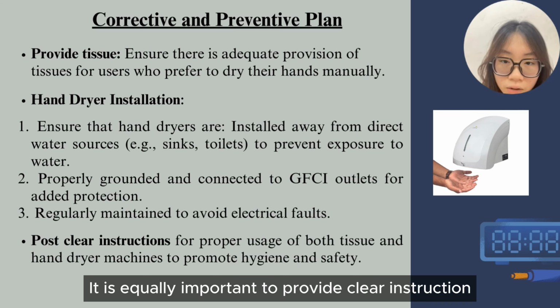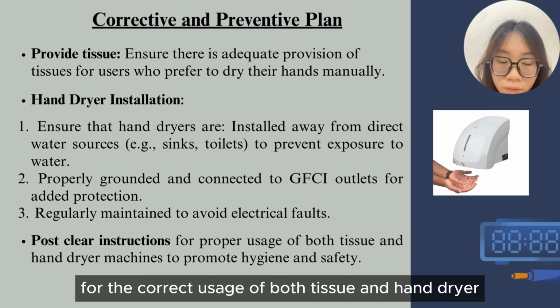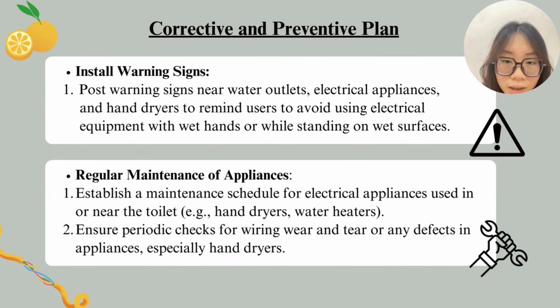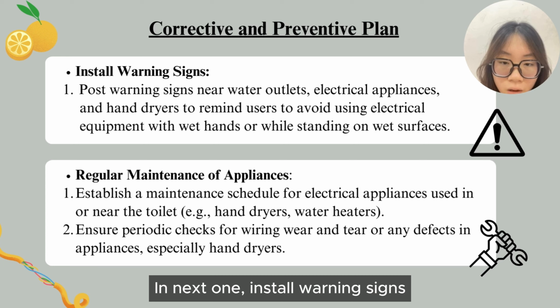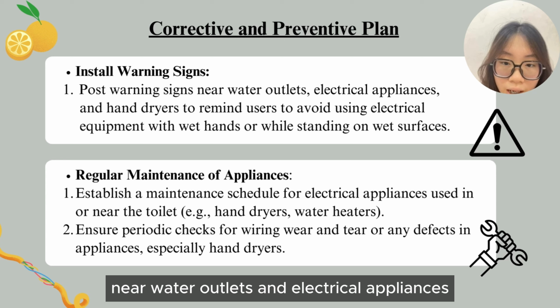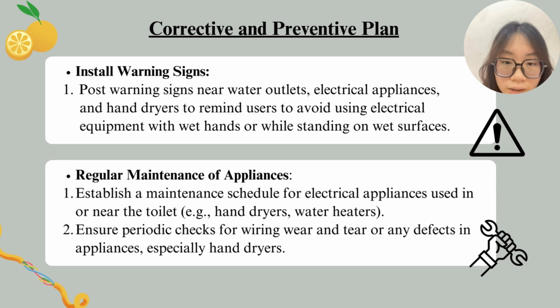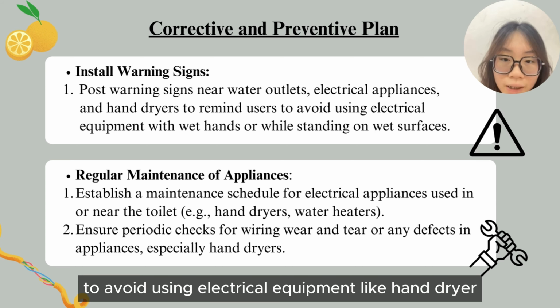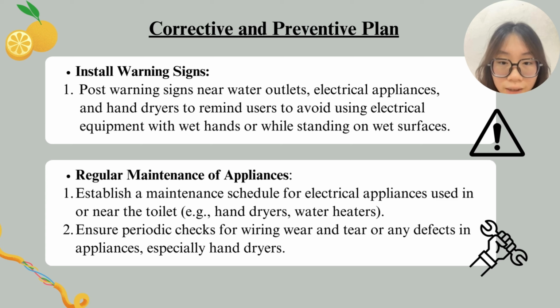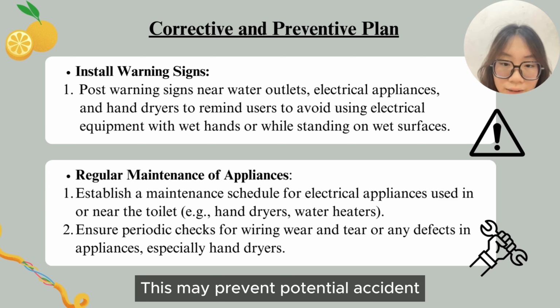It is equally important to provide clear instructions for the correct usage of both tissues and hand dryers. This helps to promote proper hygiene and ensure safety for all users. And the next one, install warning signs. It is crucial to post warning signs near water outlets and electrical appliances. These signs serve as reminders to users to avoid using electrical equipment like hand dryers with wet hands or while standing on wet surfaces. This will prevent potential accidents.